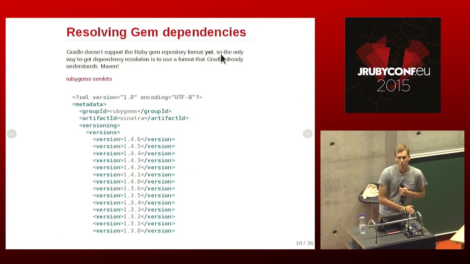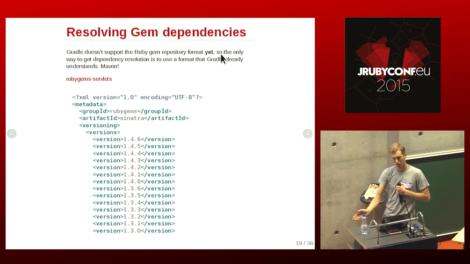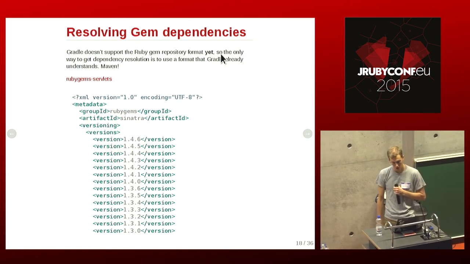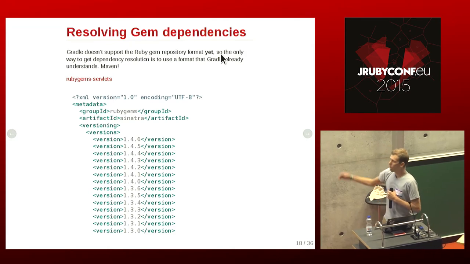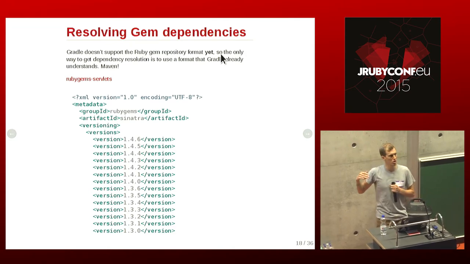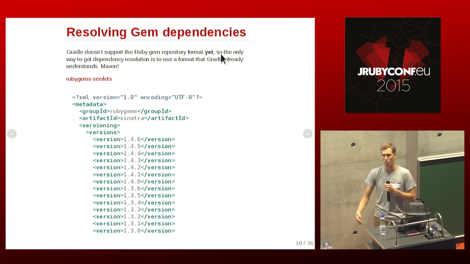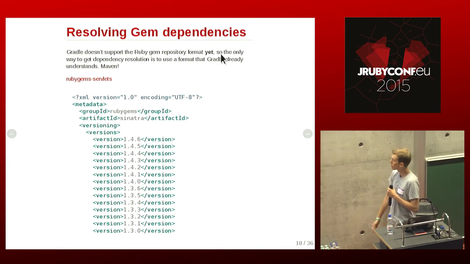I'm going to take a brief tangent and talk about how gem dependencies are actually resolved, because I think this is very important, as much as I don't like how it's being done currently. This is what we've got to work with. Gradle doesn't know how to talk to Ruby gem repositories. The Ruby gem repository format is its own special little snowflake. Nothing else uses it in the world except for Ruby gems.